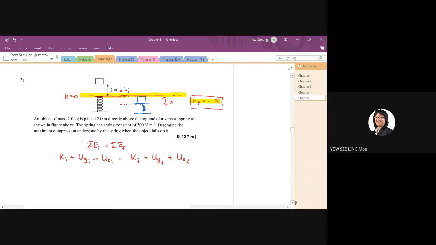Okay, next, what am I going to do? Okay, I want to see which one I can remove first.